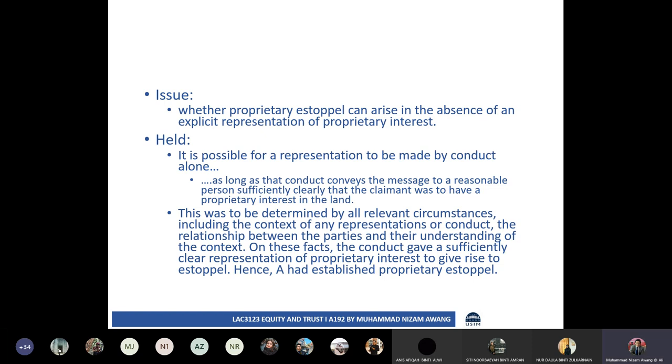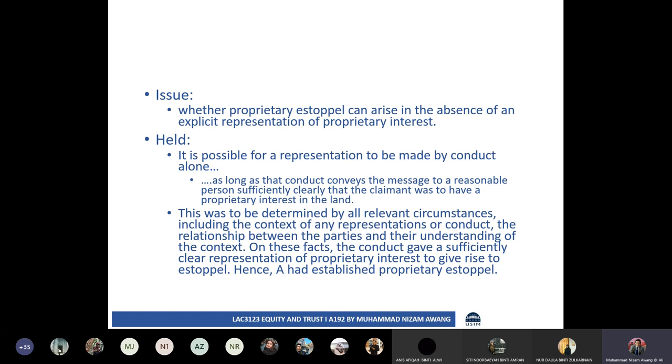So here the issue is there was no explicit or clear assurance of the proprietary interests. In deciding on this, the court said that it is possible for a representation to be made by conduct alone, as long as that conduct conveys the message to a reasonable person sufficiently clearly that the claimant was to have a proprietary interest in the land. There may be a situation where the assurance is not made clearly by the promisor. So here, the assurance or the representation is not made explicitly or clearly by the promisor.